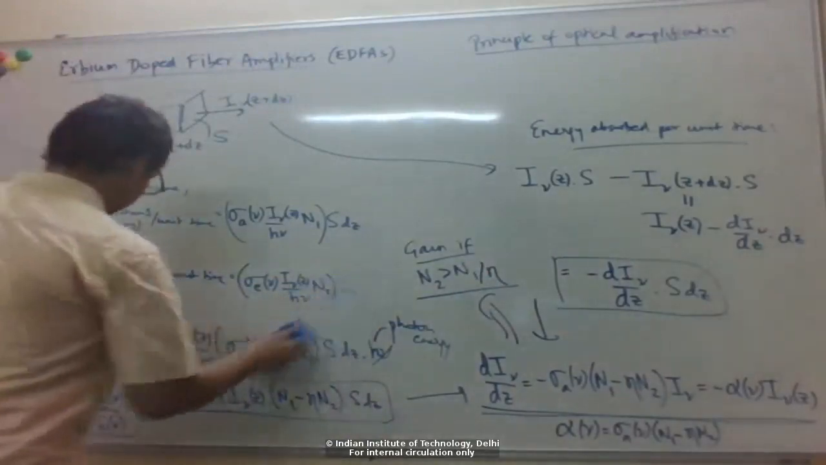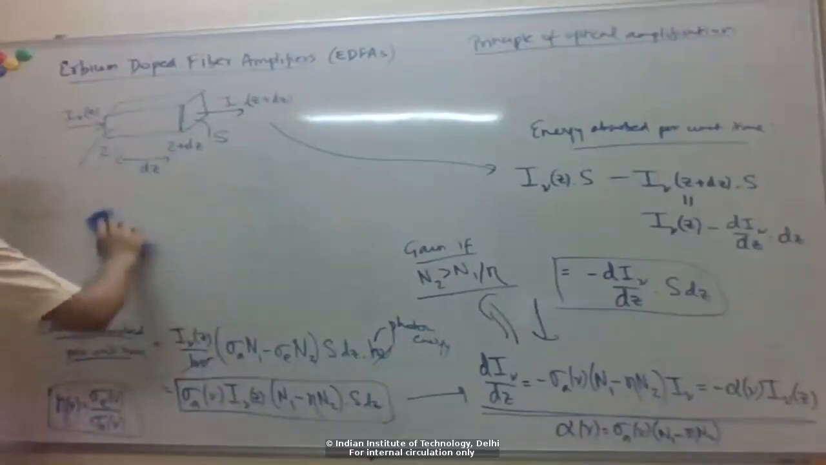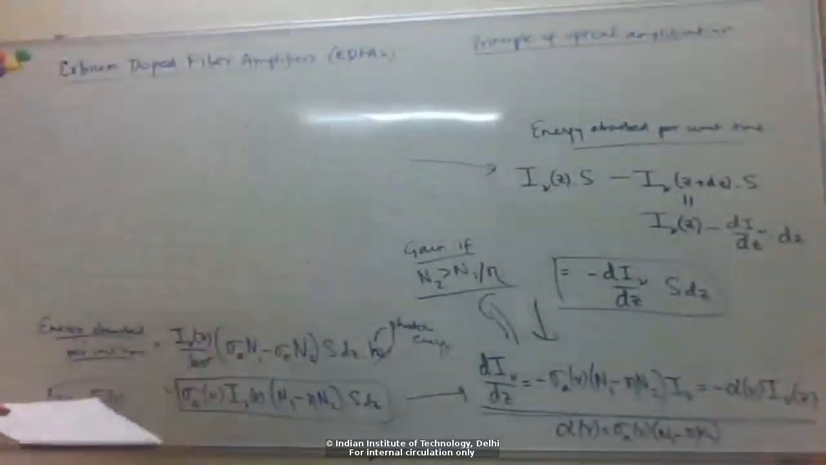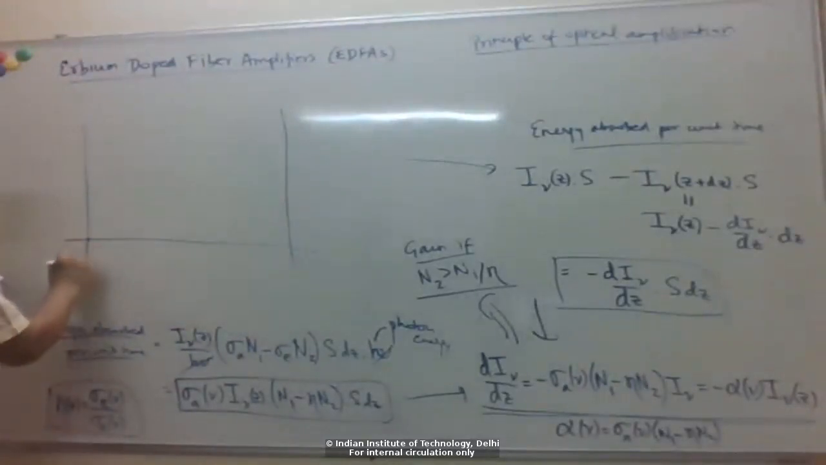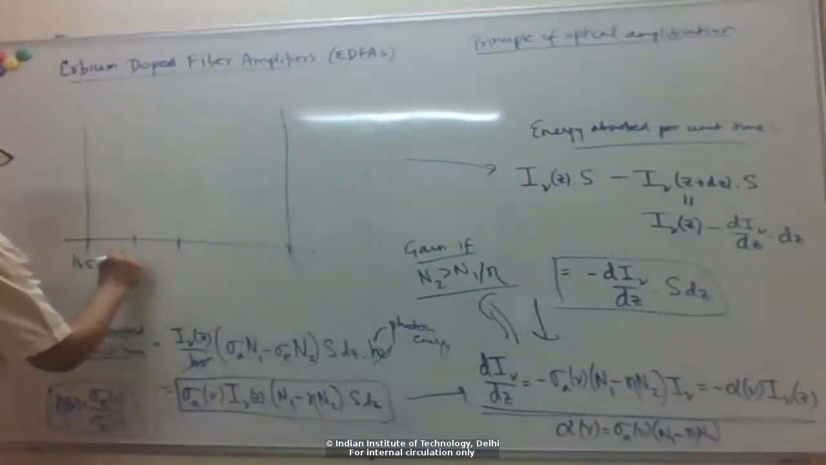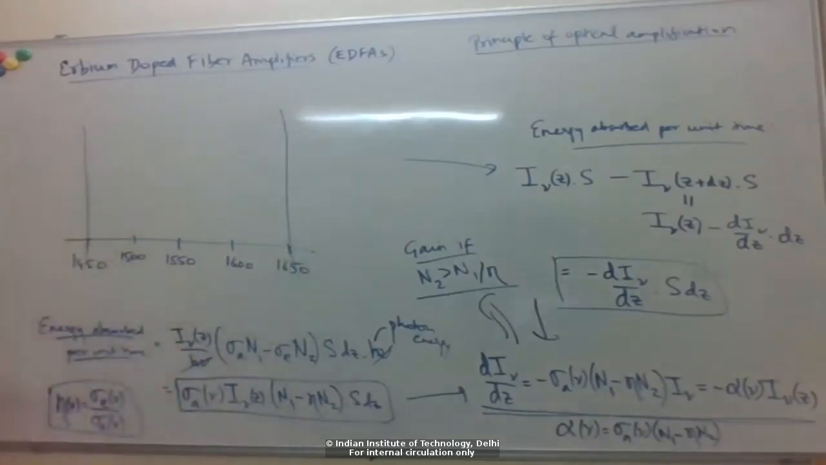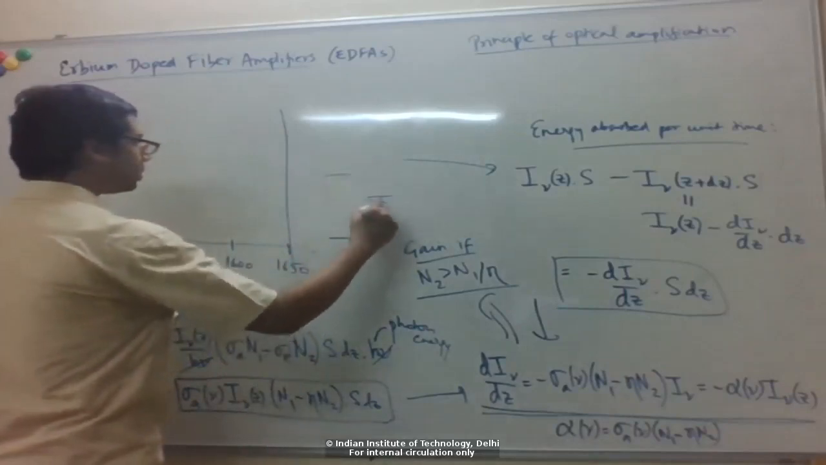So if you look at this eta, or the emission and absorption cross sections, as a function of wavelength for erbium-doped fiber, it looks like this. This is wavelength in nanometers. So we are talking about this range of wavelengths here.